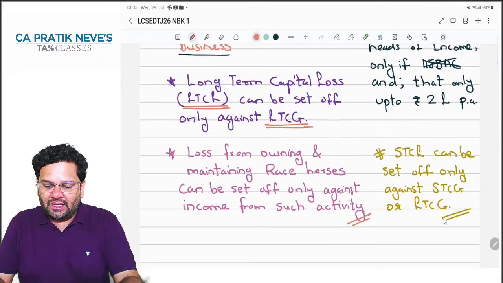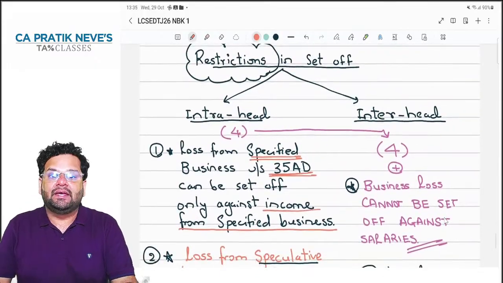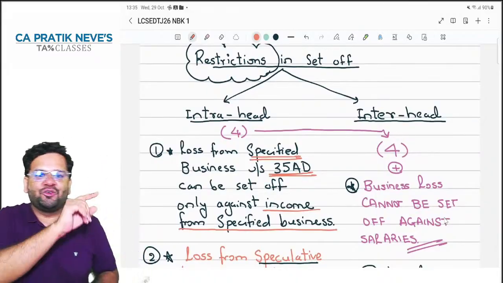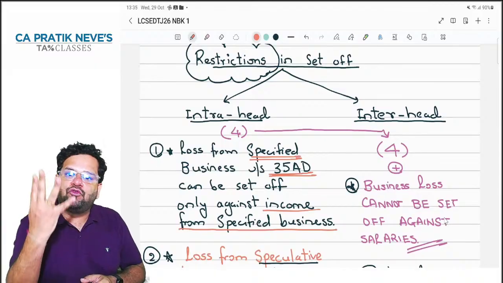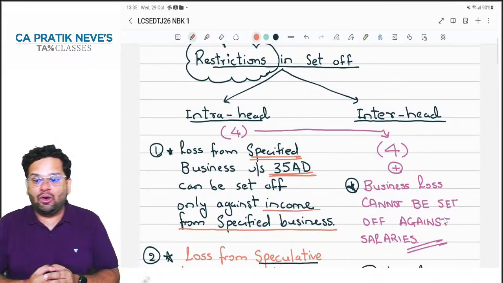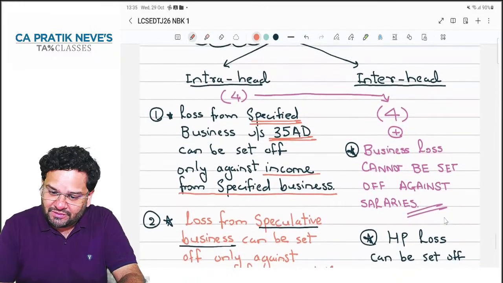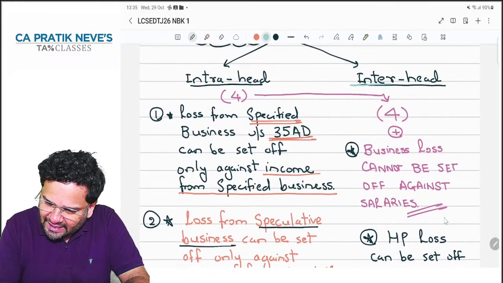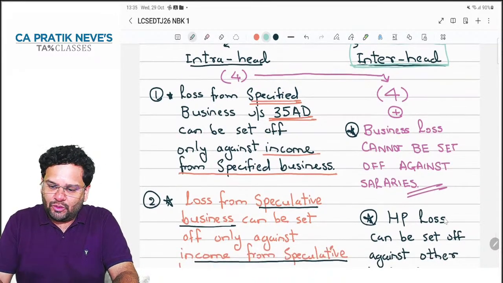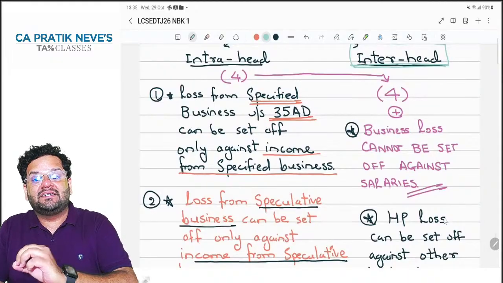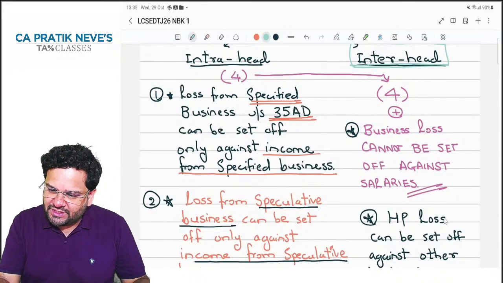So all of you tell me in the chat window how many restrictions are there in intra-head set off. So in intra-head set off, there are 4 restrictions. Now, in inter-head set off, also there are restrictions. See, in income tax, nothing can happen without conditions and restrictions. So in inter-head, there are 3 more restrictions. Why am I saying 3 more restrictions?